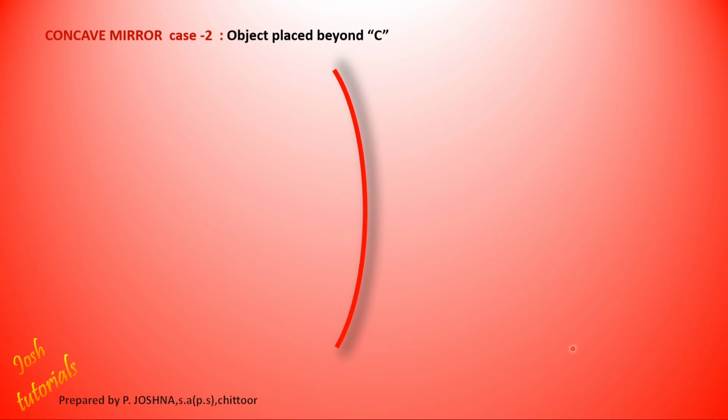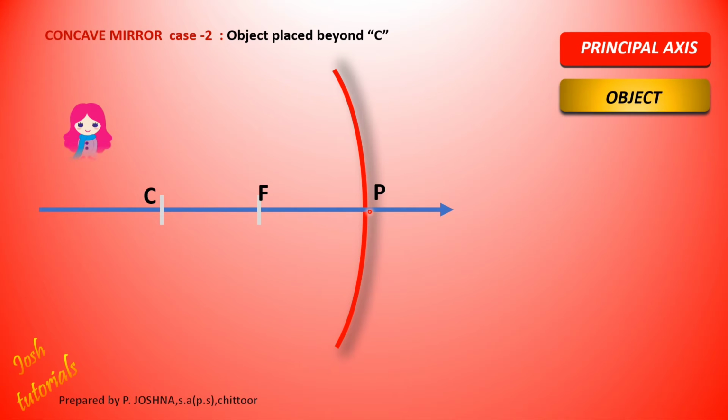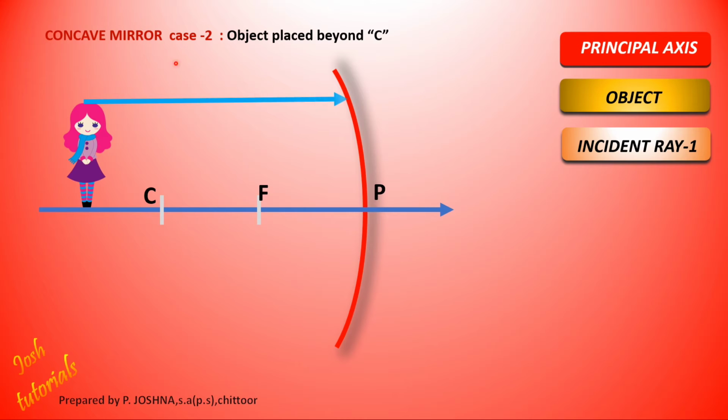Now we move to the second case, where the object is placed beyond C, just behind the center of curvature. As usual, draw the principal axis and mark the points. Use color pencils to draw this, so it will be easy for you to identify. Now draw the object. I am taking a small object. You can draw a simple arrow mark, not a picture.